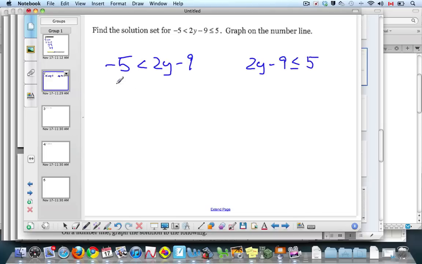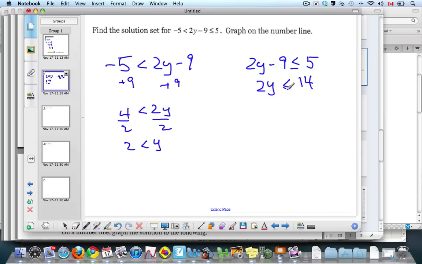Okay, let's just solve this inequality like we did before. So I'm going to add 9 to both sides. Now we're left with 4 is less than 2y. Once we divide by 2, we have 2 is less than y. All right. If I go to the other side, I'm going to add 9 again. Adding 9 to 2y gives me 14. Don't forget your equal to symbol. Oh, thank you. Good thing we're doing it with two people. And y is less than or equal to 7.